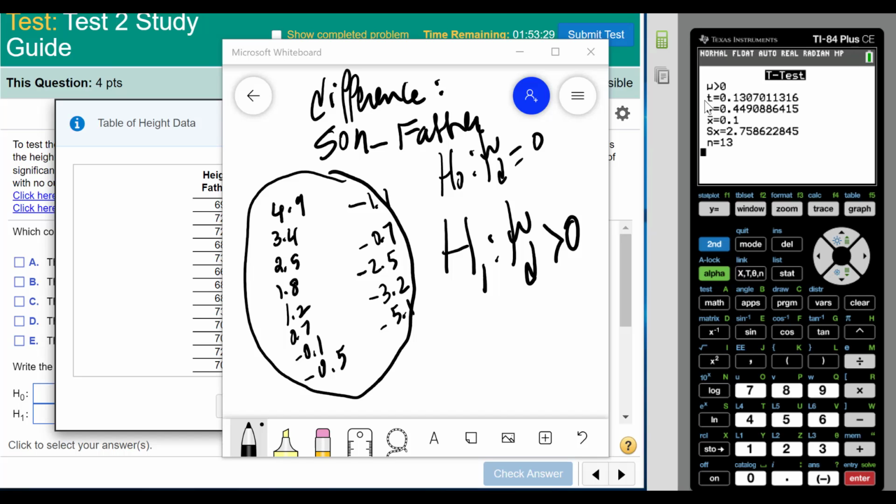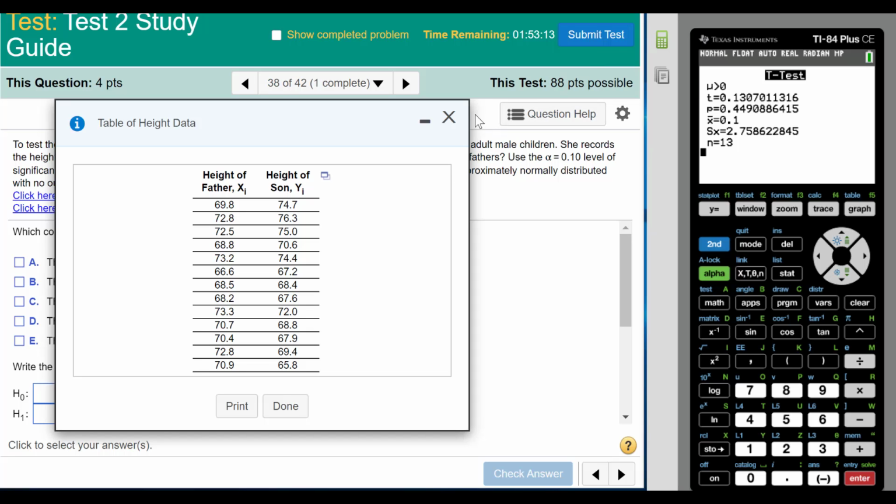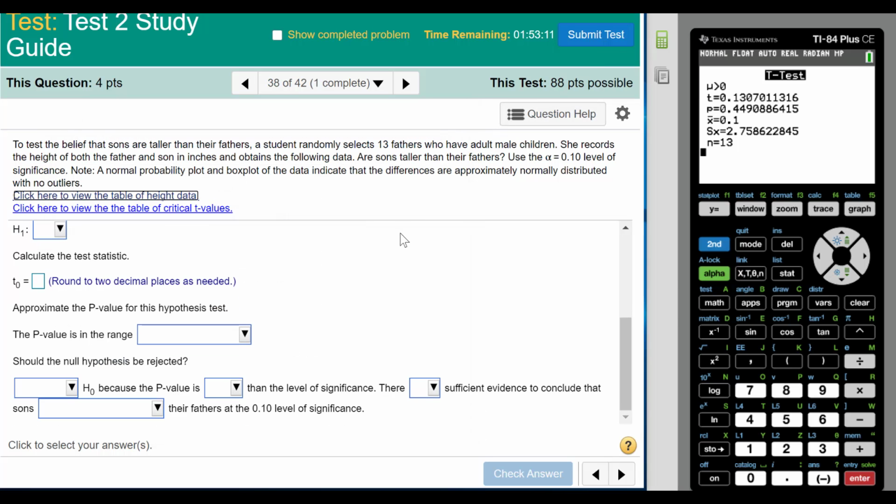Enter. So your test statistic is 0.131. Your p-value is big, 0.449, which is bigger than alpha. You fail to reject the null hypothesis, and you conclude that there is not enough evidence that the sons are taller than their father.